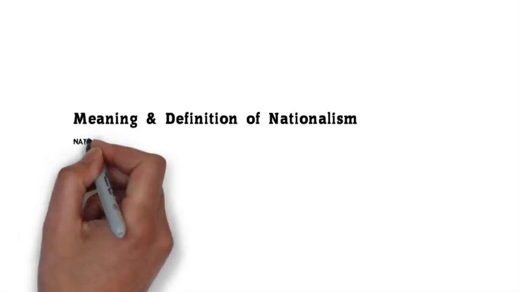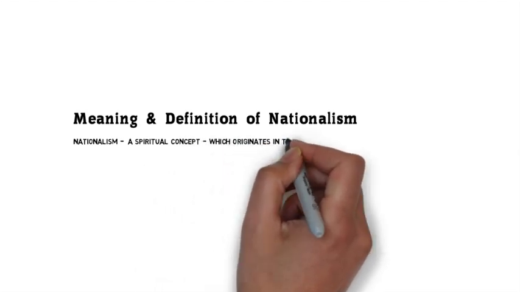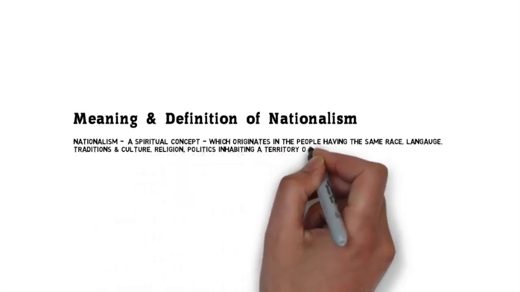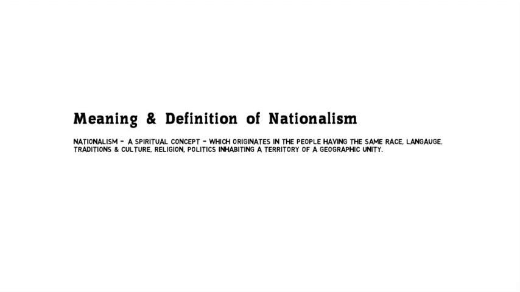Well, nationalism is a spiritual concept which originates in the people having the same race, language, traditions and culture, religion, politics, inhabiting a territory of a geographic unity. It's very simple: when we talk about nationalism, it is a spiritual concept which originates with the people of that particular state or country. And how does it originate? By having the same race, speaking the same language, having the same traditions and customs, and the same understanding of politics of the territory they belong to. And therefore nationalism is considered to be a spiritual concept of people.